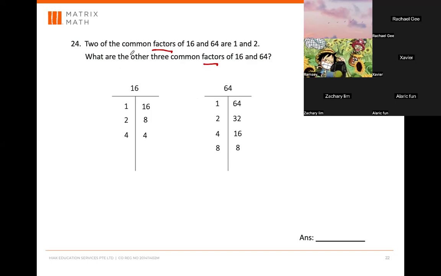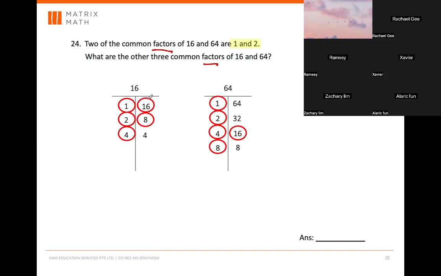So we are finding the common factors that both of them have. Okay, so it's 1, 2, 4, 8, and 16. So 1 and 2 are already given. So what are the other three common factors? 1 and 2 are given already, right? The other three will be 4, 8, and 16.